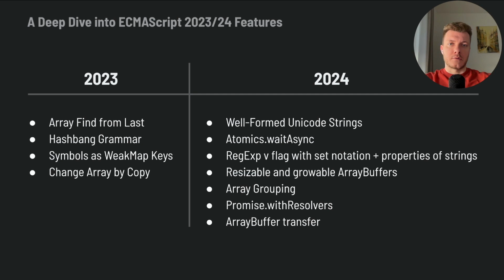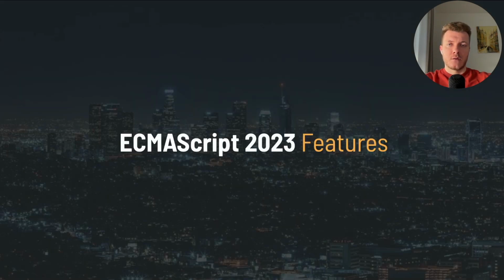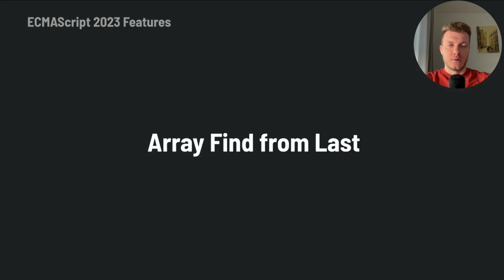Our focus begins with the foundational updates of last year. So let's briefly explore the key enhancements introduced in 2023. In this part, we'll look at new methods for searching arrays from the end, the hashbang grammar, symbols as keys for weak maps, and new methods for getting a modified copy of an array. Let's start with the array find from the last feature.